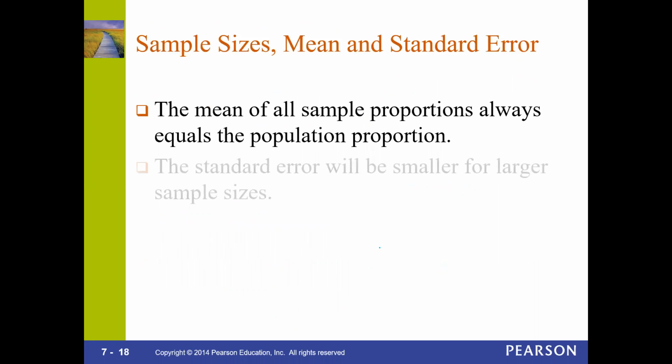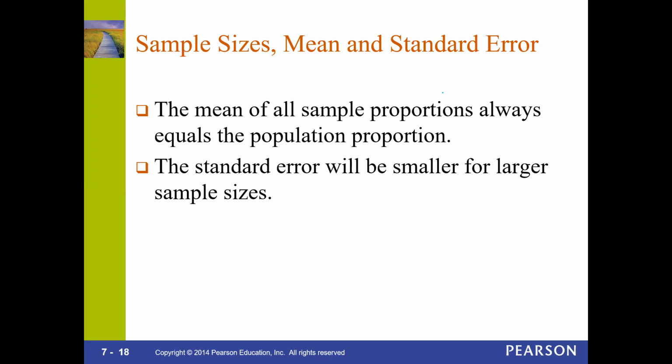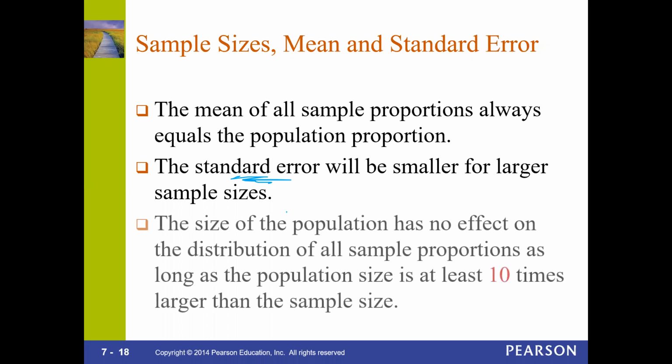Okay. So the mean of all sample proportions always equals the population proportion. That's the way they want to express it. The standard error will be smaller for larger sample size. The larger your sample size is, the smaller your standard error will be. I saw some of you missed that in the exam. If you have a bigger sample size, your standard error, even the standard deviation, will be smaller. These things are again for you to read.